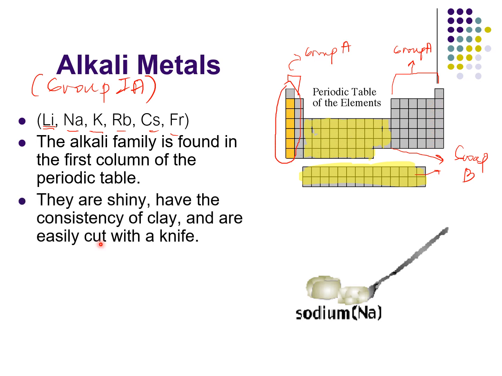And then they are shiny, have the consistency of clay, and are easily cut with a knife. So, the third point here, class, basically describes the physical and chemical characteristics of alkali metals. Shiny, parang clay, and they are metal pero soft, kasi madali siyang i-cut using a knife. So, they are the most reactive metals. Take note of this. In terms of their chemical behavior, ang alkali metals po ang pinaka-reactive. Very explosive yung kanilang reaction with other elements.